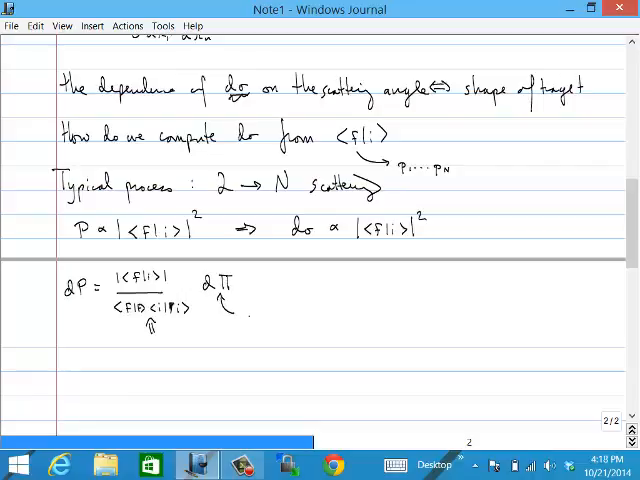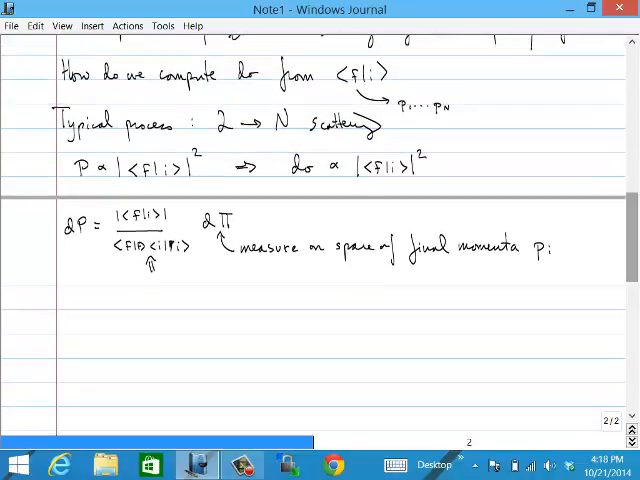So dΠ is the measure on the space of final momenta p_i, where i runs from 1 up to n. And in particular, dΠ is going to be the product, as i goes from 1 up to n, the total number of final particles, of the usual measure, d^3p. Okay. So that is the measure on the space of final momenta.